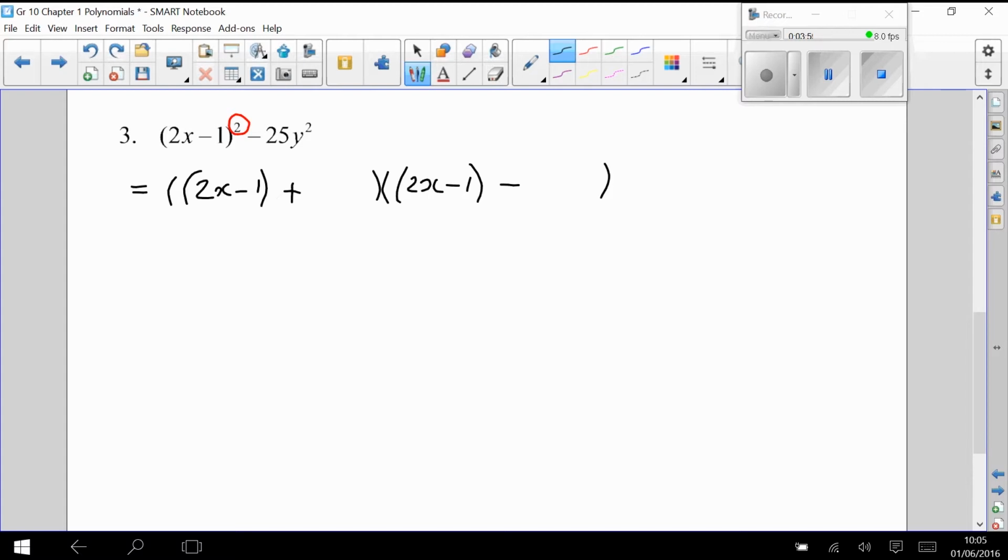As the original bracket of 2x minus 1 was repeated twice, 2x minus 1 goes into the first place of each of those factors. Now going to the second term, this is easier again, because what is the square root of 25? 5. And so I can put that as the first factor in the second term place. And what is the square root of y squared? Well, that is an easy one too.